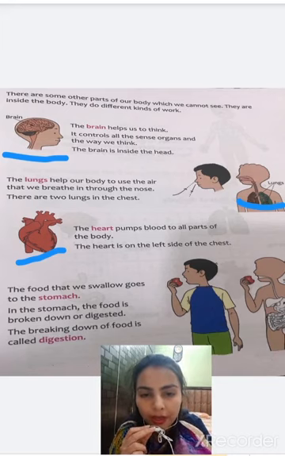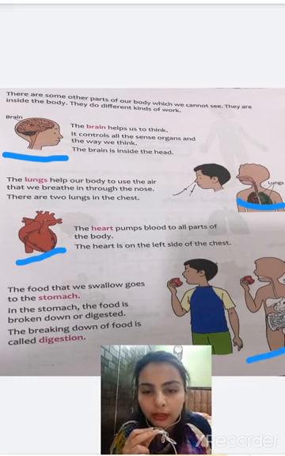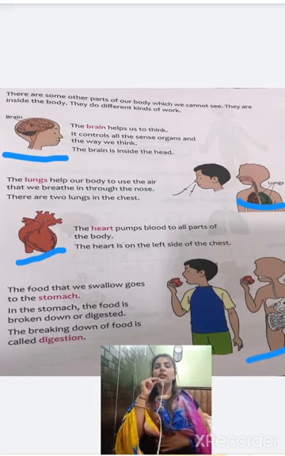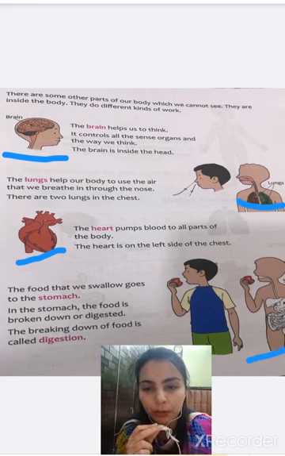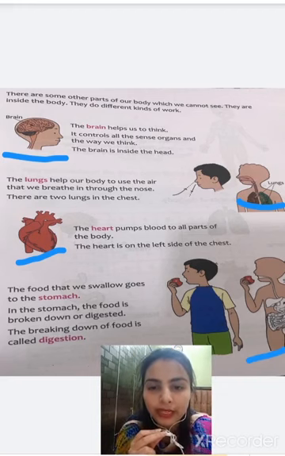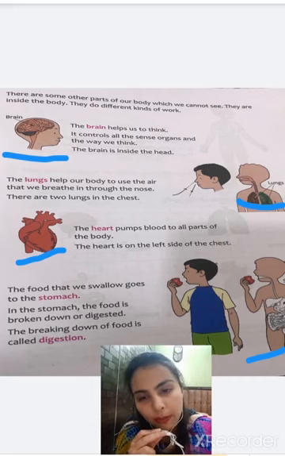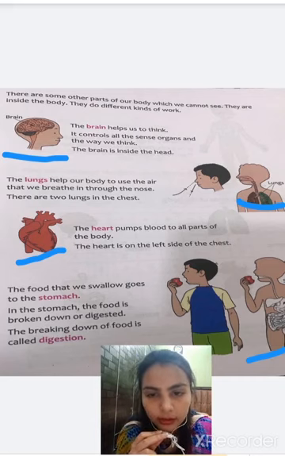is our stomach. See the picture of the stomach here. Everybody knows it is our stomach. So here is the picture of the stomach. See in your books. The food that we swallow goes to the stomach. In the stomach, the food is broken down or digested. The breaking down of food is called digestion.